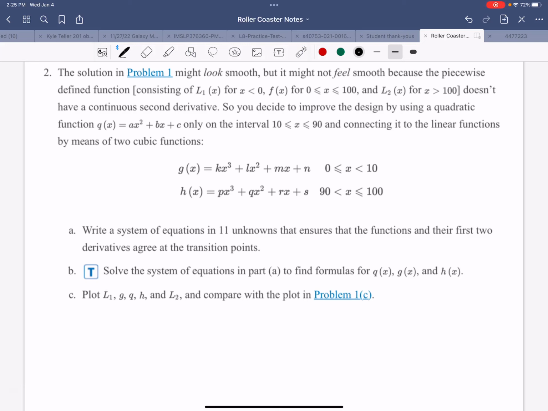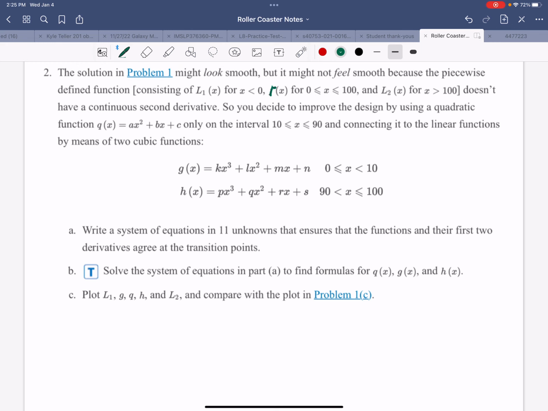Hey everyone, let's tackle problem 2 for the project. I strongly recommend doing problem 1 first, as you get solutions for L1 and L2 which remain the same for part 2. So here, what they're saying is that the solution to problem 1 might look smooth, but it doesn't feel smooth because the second derivatives of L1 and F and L2 aren't equal at P and at Q. So we have to insert a couple of cubics in order to fix that.